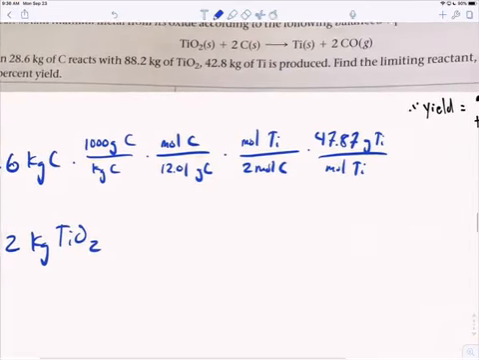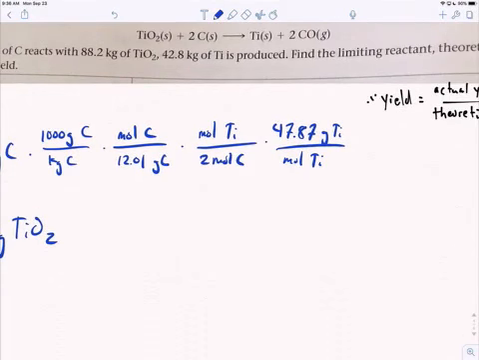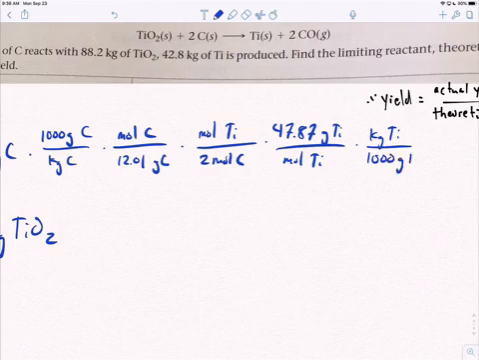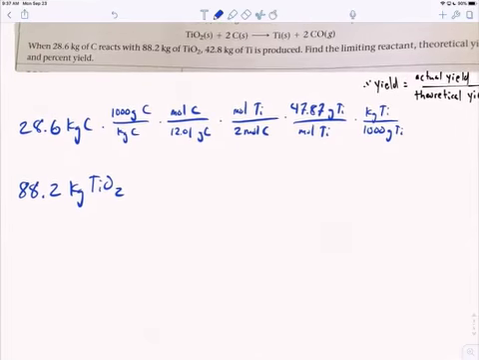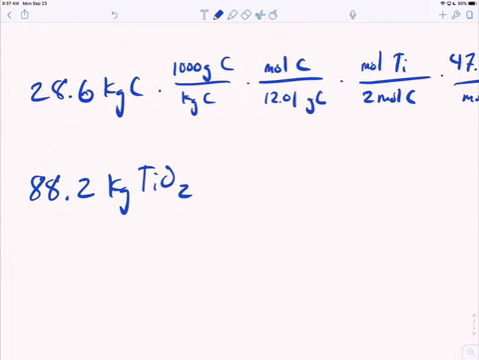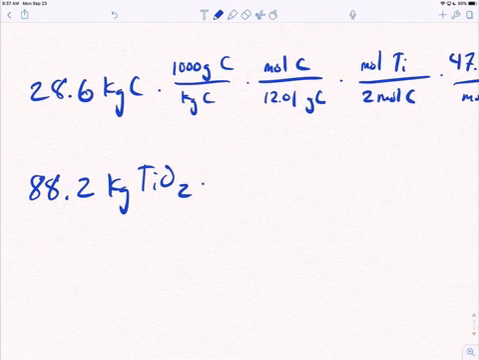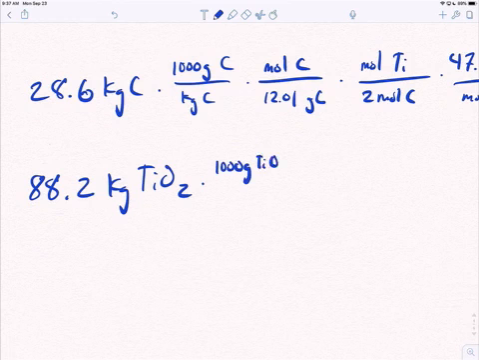So, and then the last step is kilogram titanium to 1,000 grams titanium. So you can see the thousands cancel anyways. Same thing with the rutile, with the titanium dioxide. So 1,000 grams titanium dioxide to a kilogram titanium dioxide.